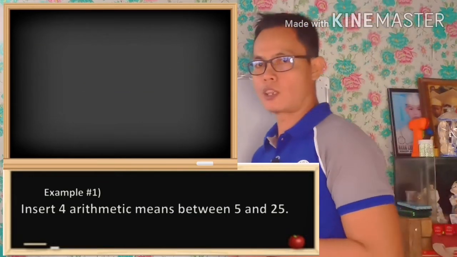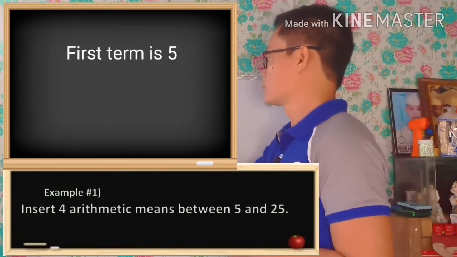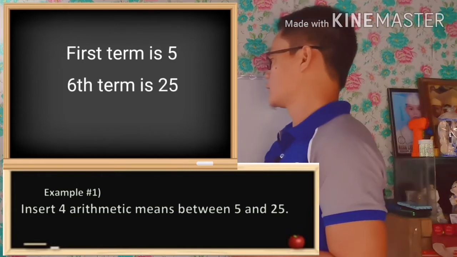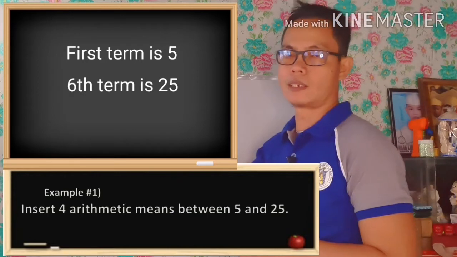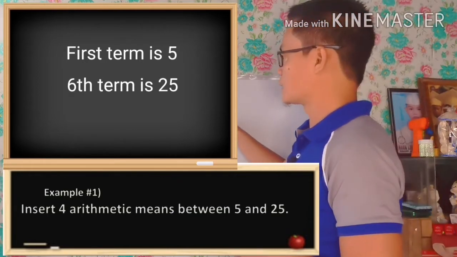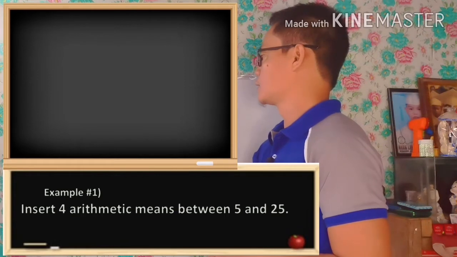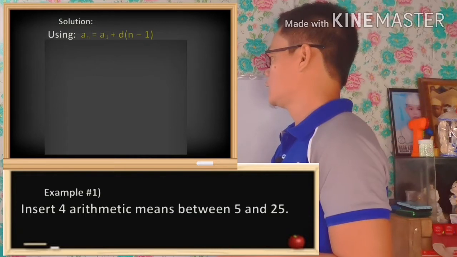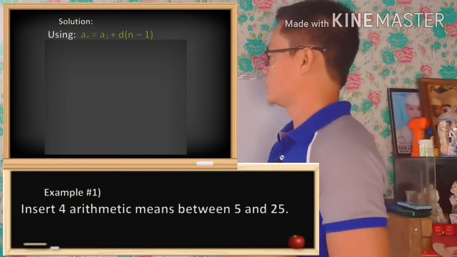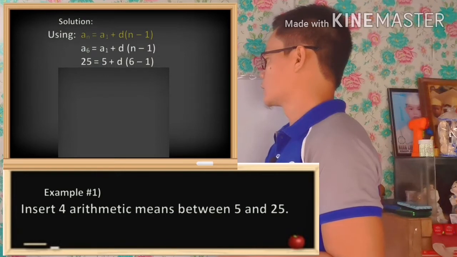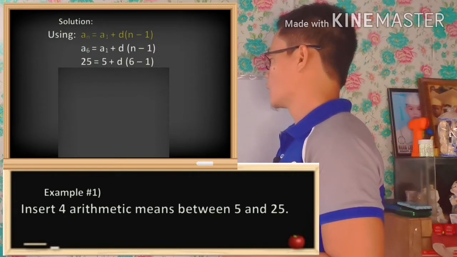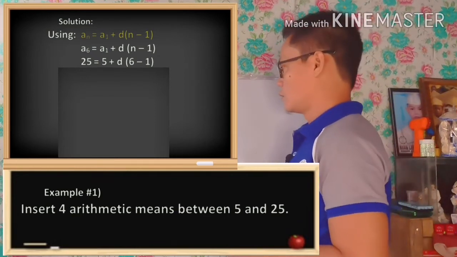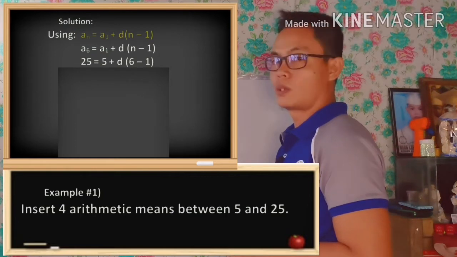Using the formula or the rule in arithmetic sequence, our first term is 5, then the sixth term is 25. Instead of writing a sub n, we are going to write a sub 6 because it is already the last term. We need to find the common difference using the formula a sub n equals a sub 1 plus d multiplied by n minus 1. So a sub 6 equals a sub 1 plus d times 6 minus 1. As you observe here, n becomes 6. The value of d is unknown, so we are going to solve for that.